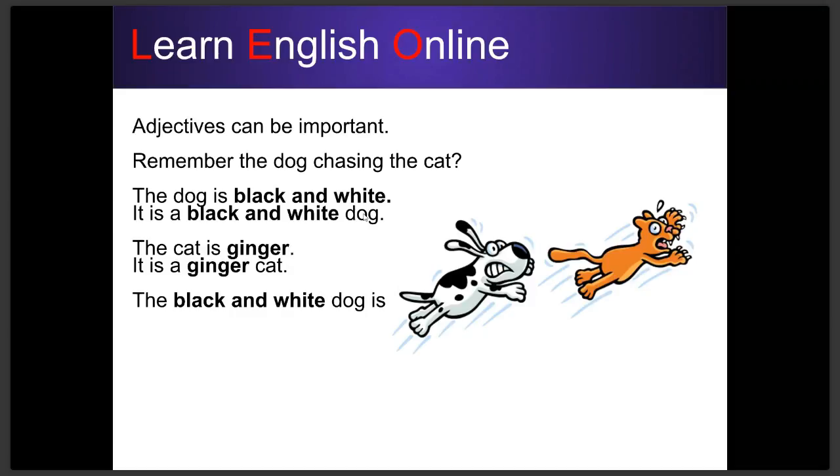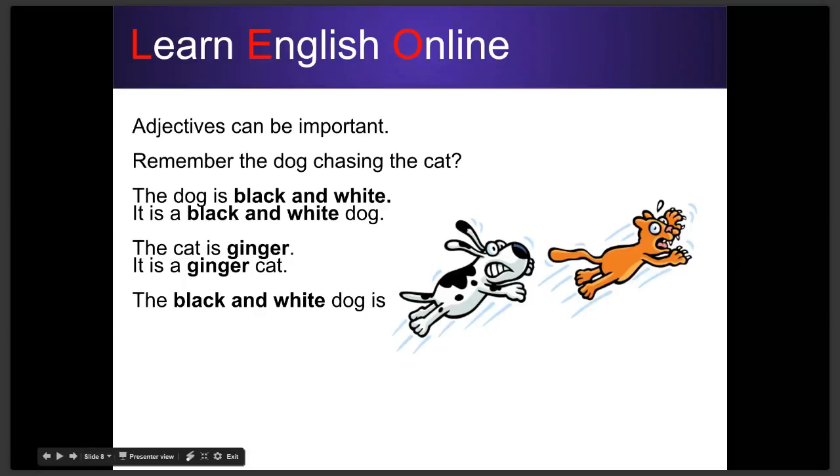Now, word order is important with adjectives, and sometimes we have a way of saying the adjectives when there's more than one. Okay, and when it comes to colour, black and white is always black and white. We don't say white and black. Okay, it's a black and white dog. The dog is black and white. That describes the colour of the dog. It is a black and white dog. There's the adjective. The cat is ginger. It's a ginger cat. And the black and white dog is chasing the ginger cat.